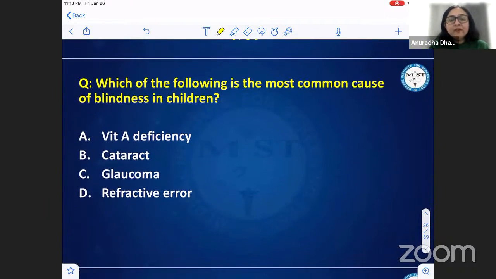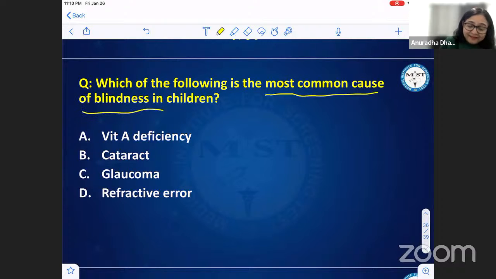Now, there were a few questions based upon vitamin A deficiency. Again, I think most of you have read it, you know it, and must have marked these questions. They were simple, straightforward, one-liner questions. One of the questions was, which of the following is the most common cause of blindness in children? We know vitamin A deficiency is to be marked as the answer. Most common cause of blindness in children is vitamin A deficiency.